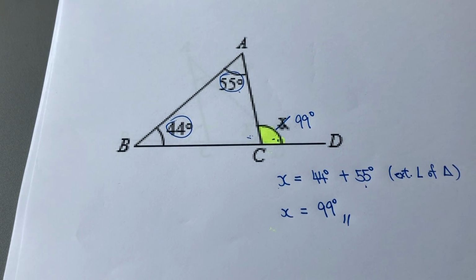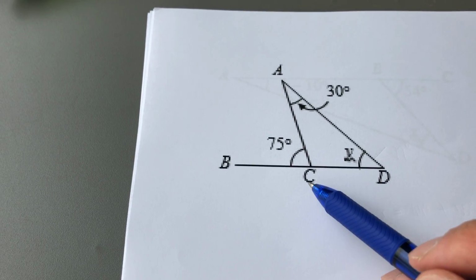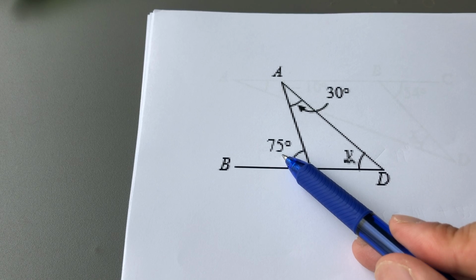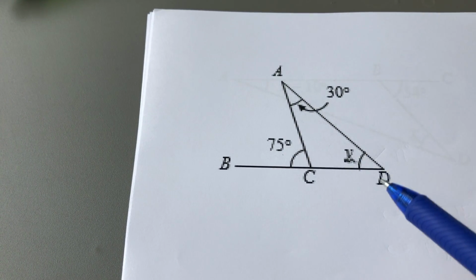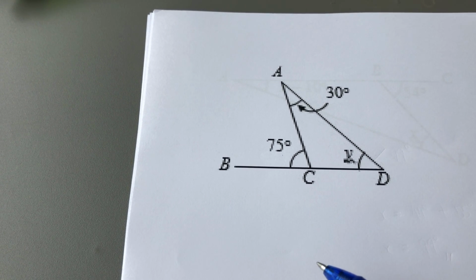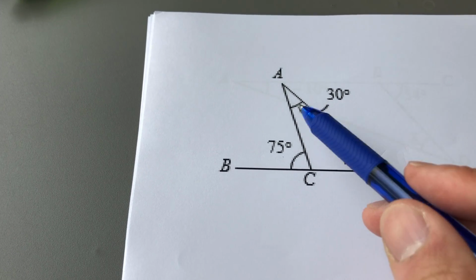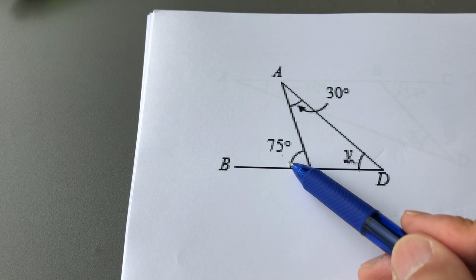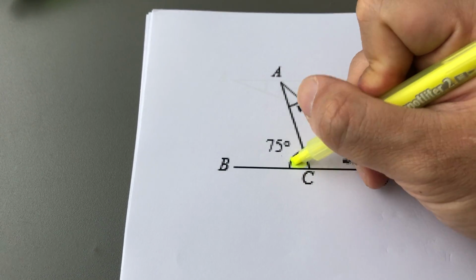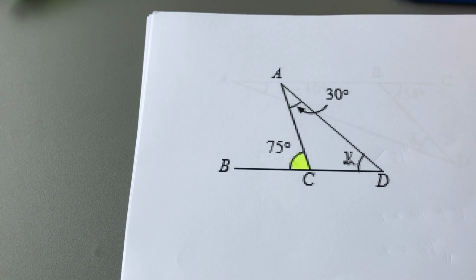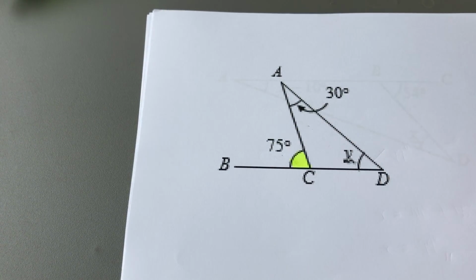Next question. What about this situation? We've got 75, we've got Y, and we've got 30. 1, 2, 3. One of them is the exterior angle. Do you know which one? Y, or 30, or 75? Which one is the exterior? Yes, it should be this one, 75, because this is the one not inside the triangle, but outside of the triangle.